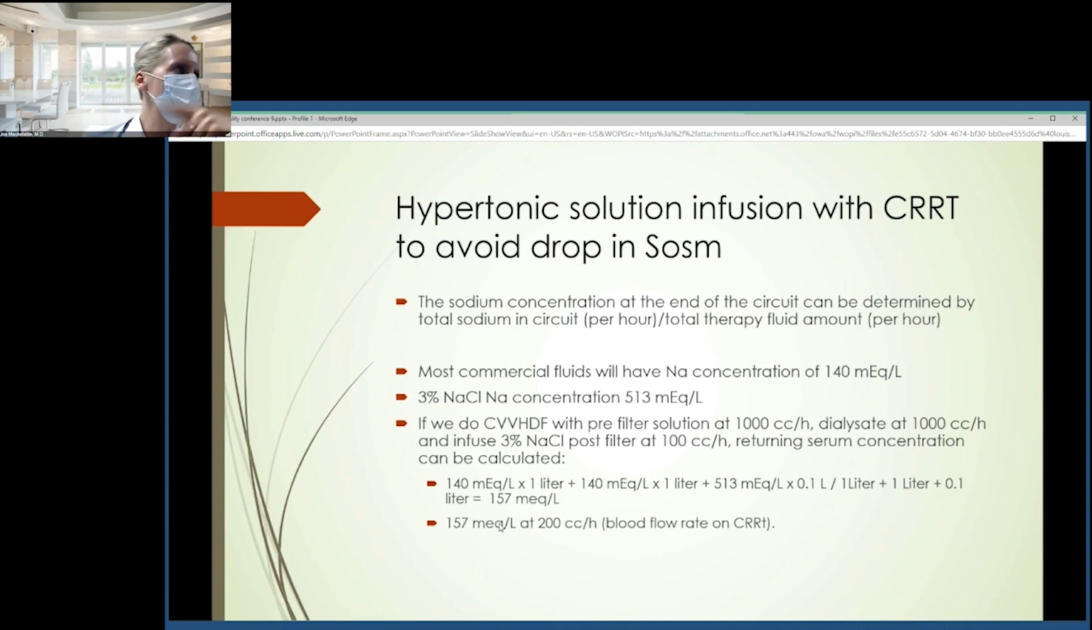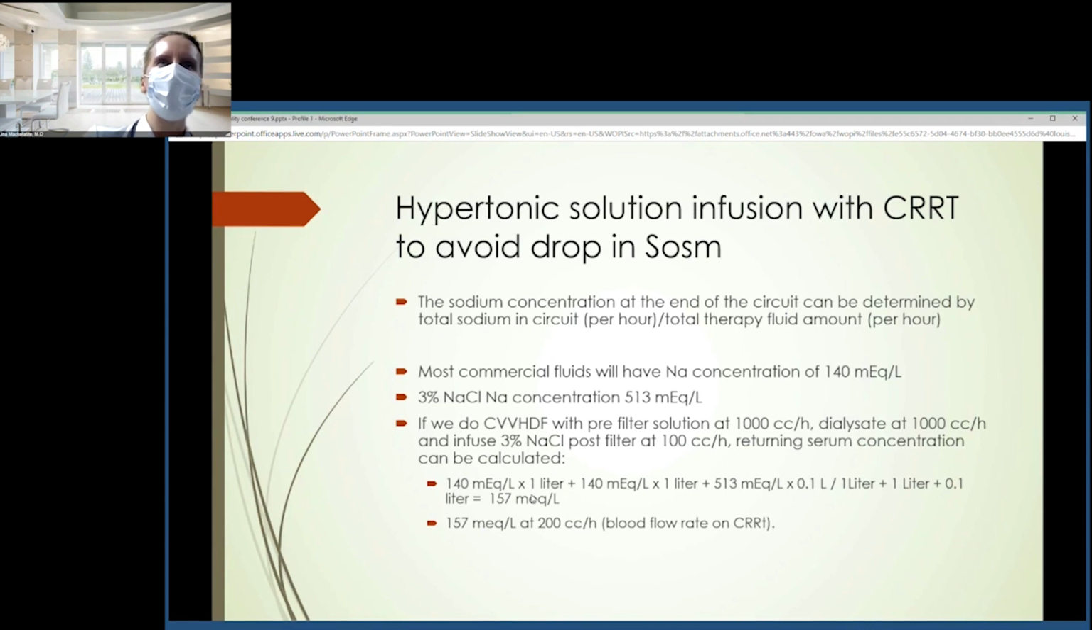So that's what you're infusing, 157 milliequivalents per liter at about 200 cc's per hour. And then, there's formulas where you can calculate the change in sodium with the given sodium concentration in the solution and with the rate. Your orange books or purple books now, or your Google MD, you can look at that and calculate how much your sodium is going to change. But that gives you some idea.